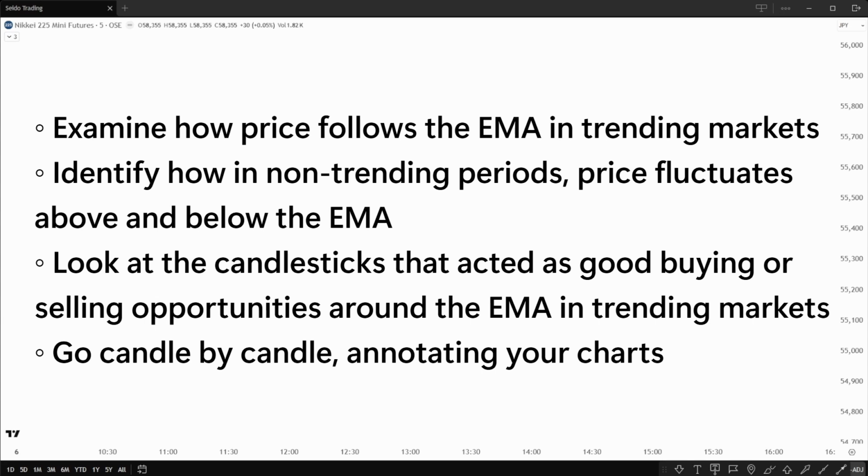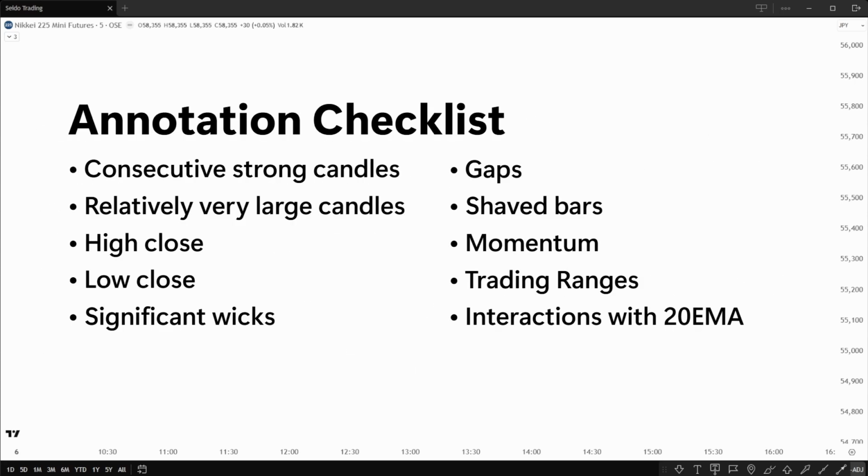Now, using your knowledge from lesson 1, examine the candlesticks that appeared on the EMA. Were they strong candles or were they trading range candles? Take as much time as you need to annotate your charts with everything that you've learned from lesson 1, 2, and 3. Even go candle by candle. The effort that you apply here will really make a difference in the end. You should be looking for characteristics of momentum, trading range behavior, and looking at when price breaks out of the trading range, what happens when it pulls back to the EMA for the first time. As always, the annotation checklist is here to help you.